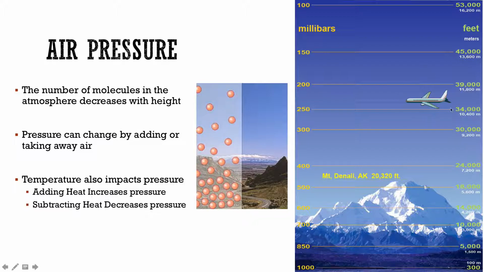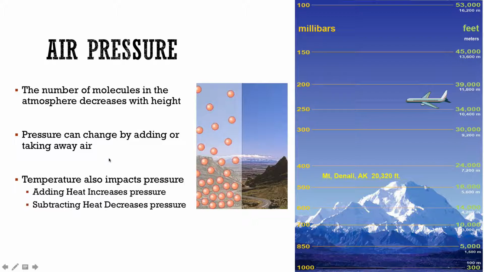That's why airplanes have to be pressurized, because they're flying at 34,000 feet, 40,000 feet, and the pressure is a lot lower. Where it's 1,000 millibars or 850 millibars down here, it's way lower, in the 200s, up where airplanes are. So they have to be pressurized so that we can breathe and be comfortable in airplanes.